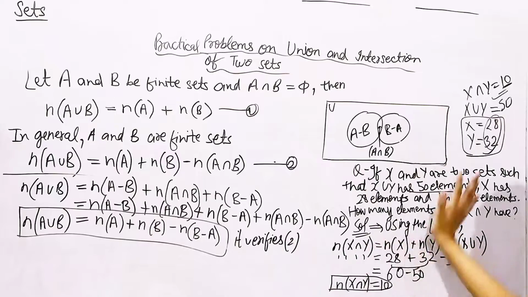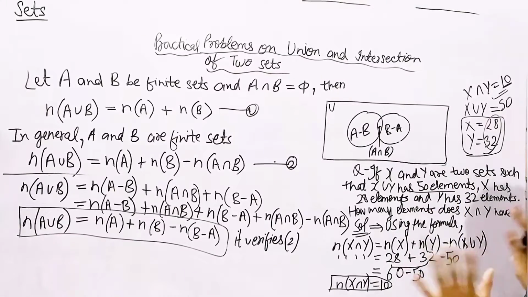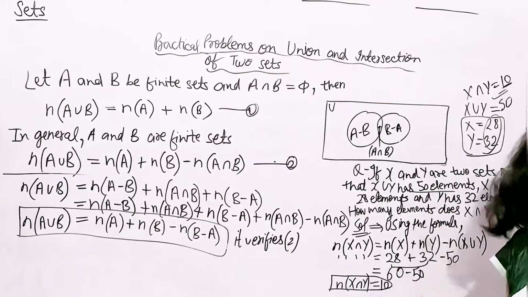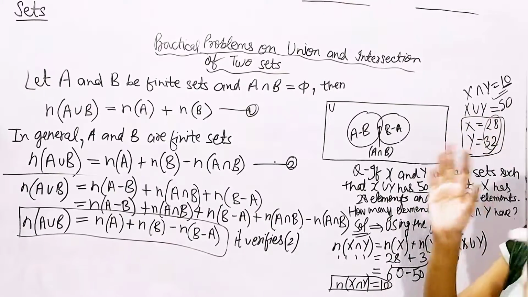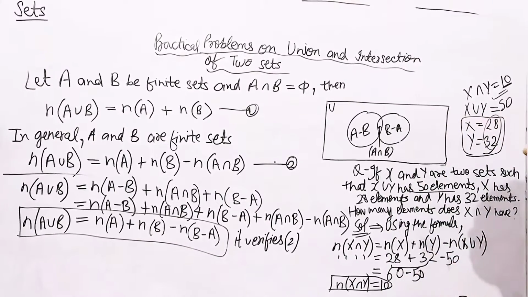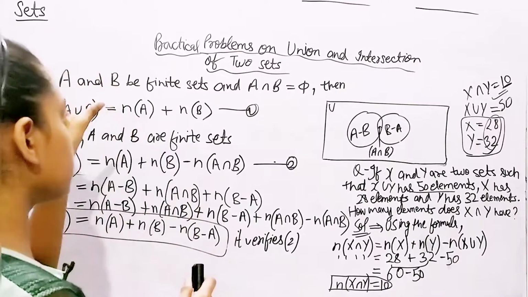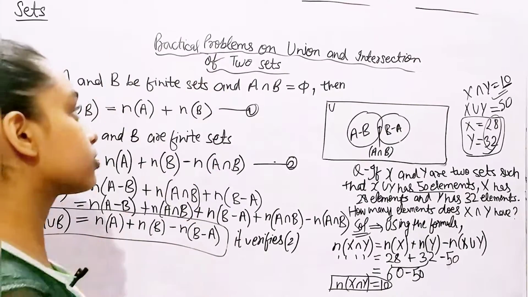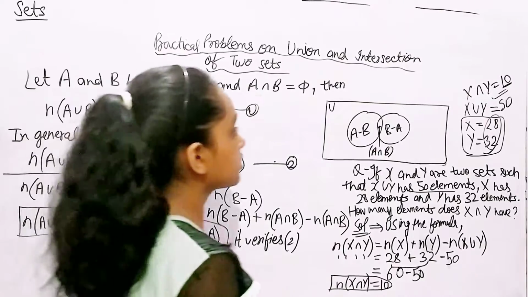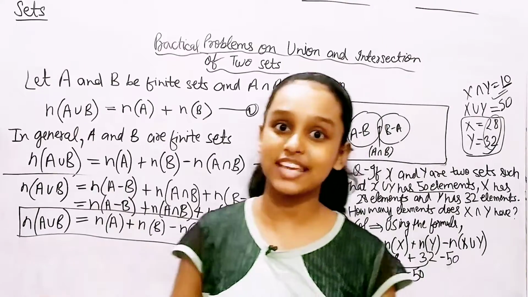So this is really easy. Whenever we solve a question, it seems really easy. To understand it may be a little bit difficult at first, but in the question we get it directly through the formula. But we need to understand it. We haven't completed practical problems on union and intersection of two sets. There is still something remaining, and we're going to discuss that in the next video.